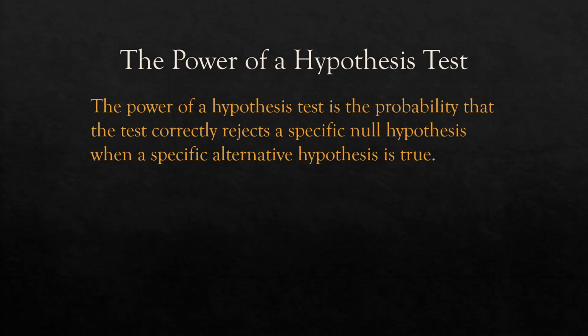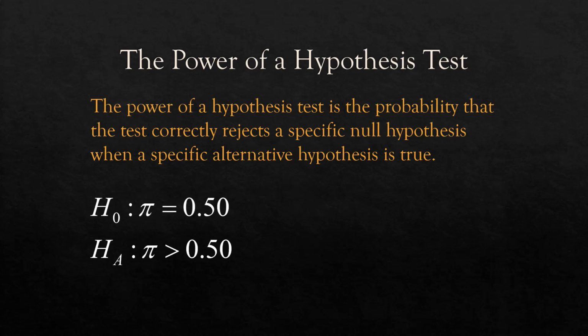First, let's define power. The power of a hypothesis test is the probability that the test correctly rejects a specific null hypothesis when a specific alternative hypothesis is true. Note the term specific used twice here, once for the null hypothesis and once for the alternative hypothesis. That's important if you're going to calculate power.